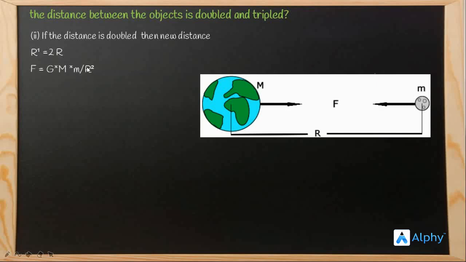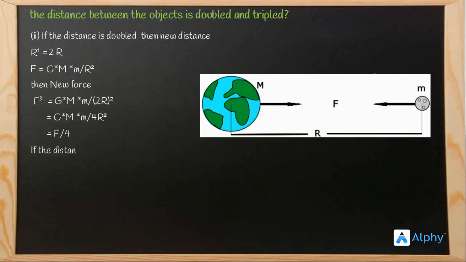Now we are substituting this new distance in the place of R. So the new force, let us consider it as F3, becomes capital G into capital M into small m by 2R whole square. And we know that the square of 2 is 4. So we can write it as capital G into capital M into small m by 4R square. So see, capital G into capital M into small m by R square is the formula of F. So we can write this as F3 is equal to F by 4.